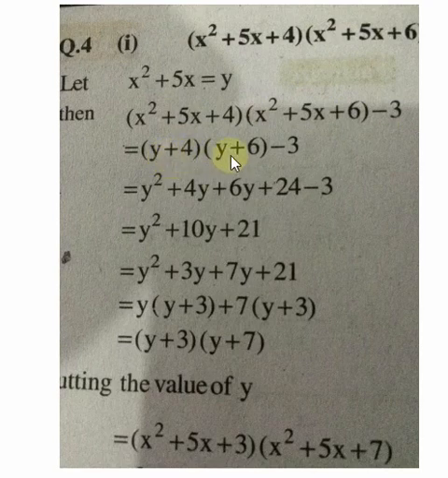Now multiplying these two brackets, we have y square plus 4y plus 6y plus 24. y into y is y square, y into 6 is 6y, 4 into y is 4y, 4 into 6 is 24, and minus 3 as it is. Now adding 6 and 4, we have 10y, and 24 minus 3 is 21. Now we have y square plus 10y plus 21.